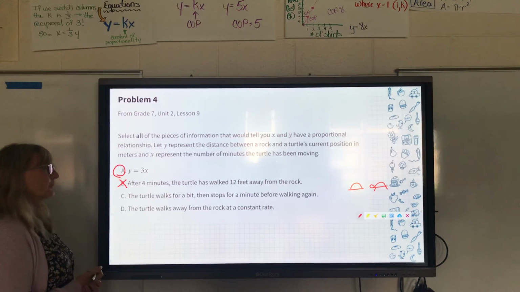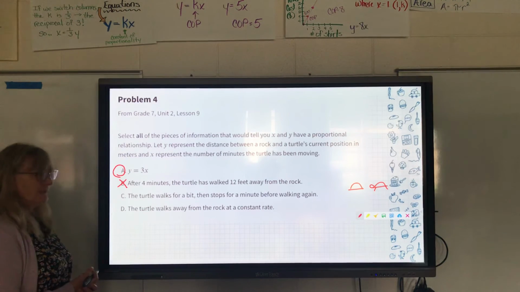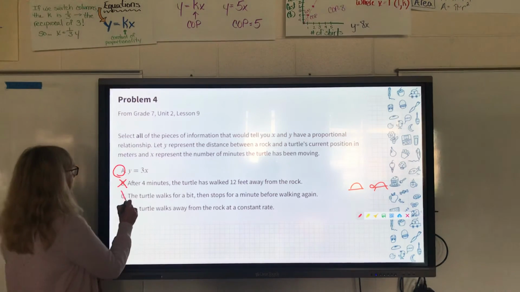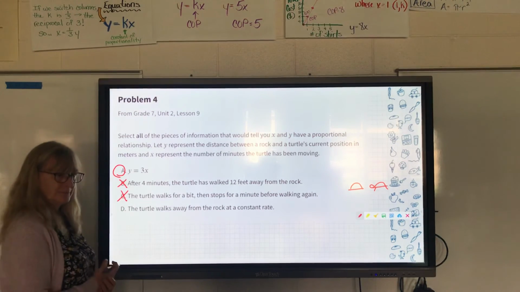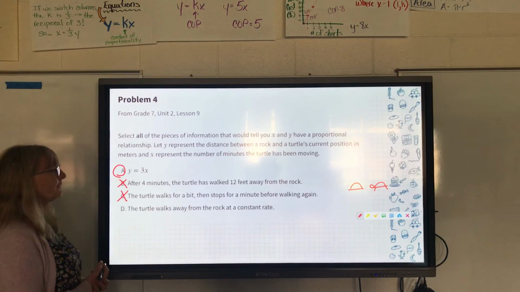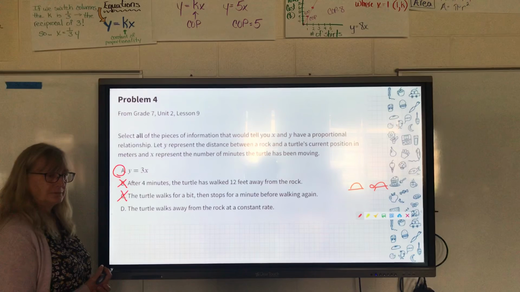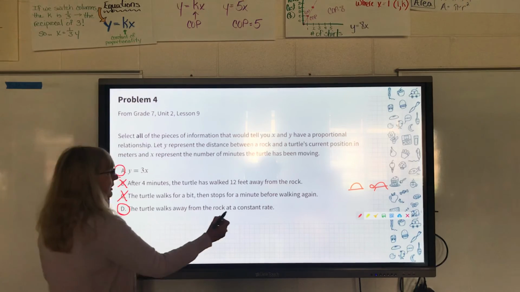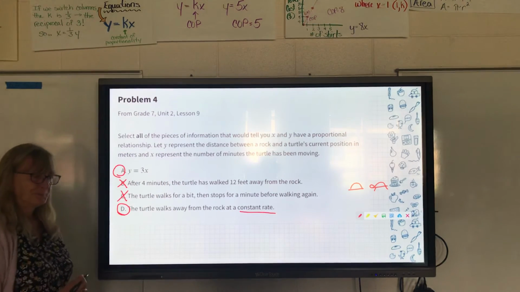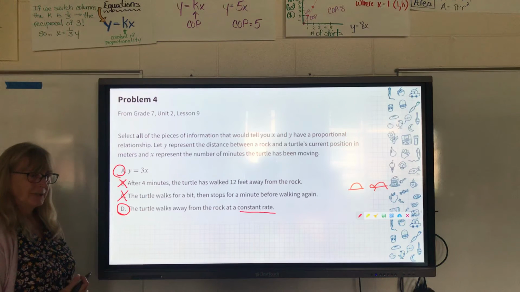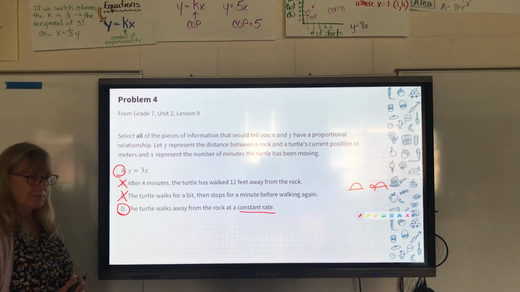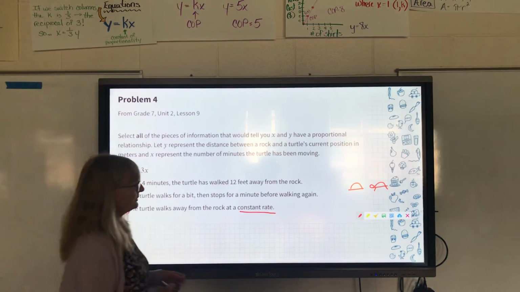The turtle walks for a bit, then stops for a minute before walking again. Is that going to give us a proportional relationship? No, because he's got time that he stopped walking. Okay? The turtle walks away from the rock at a constant rate. Yes, that word right there. Or those words. Okay? Questions you have for me? That one was pretty easy, wasn't it? All right. Who needs more time?